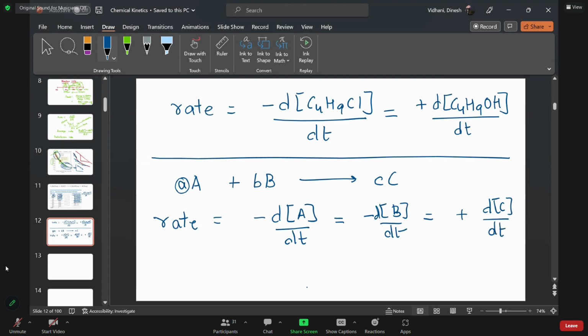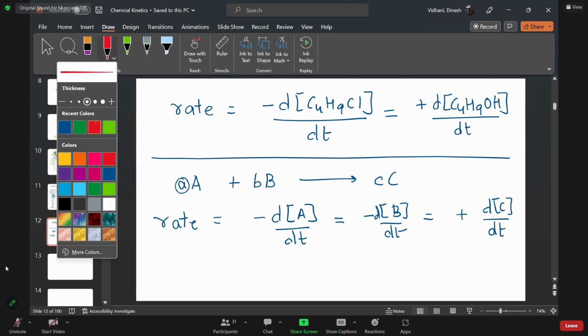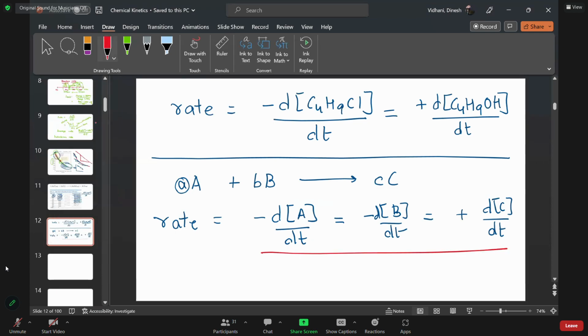Only problem is that this equation does not reflect the reaction stoichiometry. See, we have A, B, and C. I'm using different moles. So when I balance my chemical equation, that should reflect somewhere in my rate equation. And how does it do that? For the first one, it is 1 over a. For the second one, it is, okay, I don't have space to write that. So I'm going to move my negative sign a little bit here.